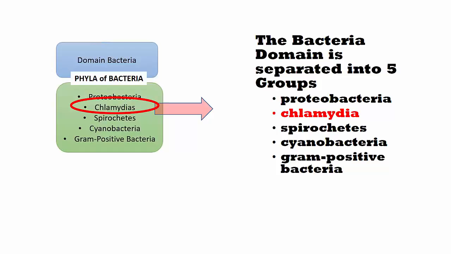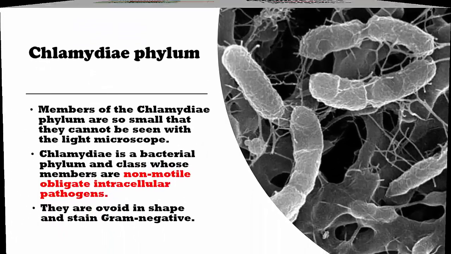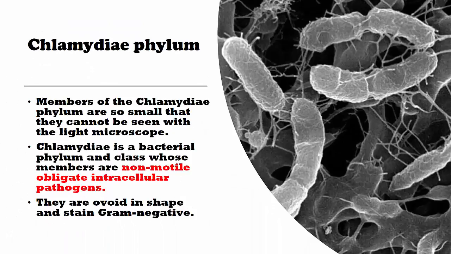The next phylum we will discuss are the Chlamydia. The bacteria domain also includes the Chlamydia. All the members of the Chlamydia phylum are so small they cannot be seen with light microscopy. Chlamydia is a bacterial phylum and class whose members are non-motile, obligate, intracellular pathogens. They tend to be ovoid in shape and stain gram-negative.